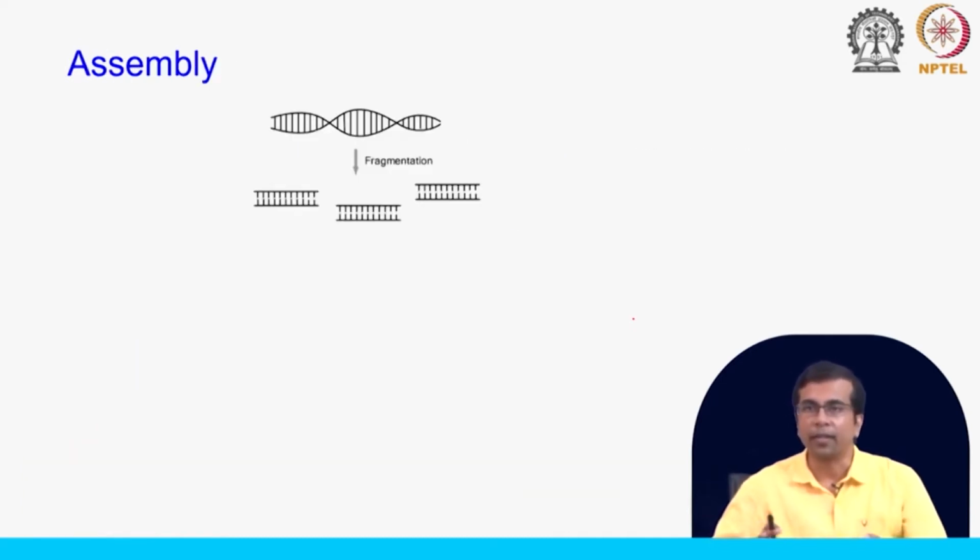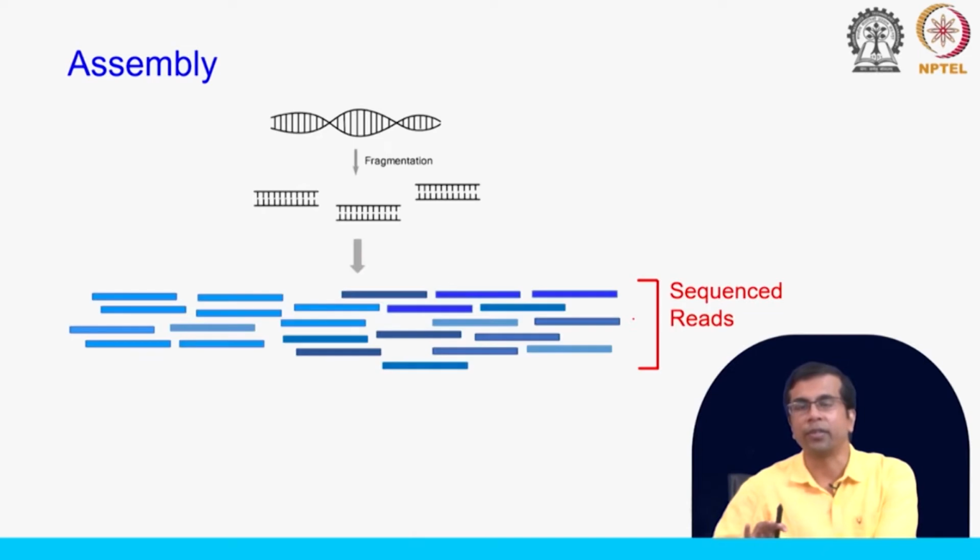Let us now understand the assembly problem and why it is a challenging problem. Here is a simple schematic showing DNA, which is first fragmented into small fragments, and then they are processed through adapter ligation, amplification, etc., depending on the platform. We have discussed those numerous times, so I am not going to go into that. Once we get these fragments, we process them through NGS, and what we get are the sequenced reads. These reads are shown in blue color here.